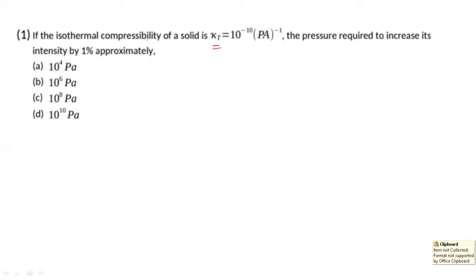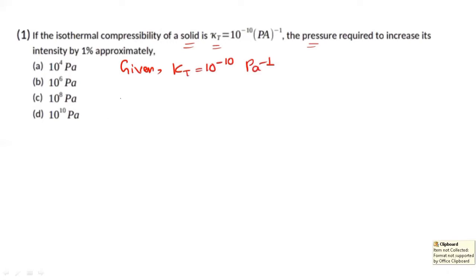So we are given here that the isothermal compressibility of the solid, denoted by kappa T, is equal to 10 to the power minus 10. We have to find the pressure which is required to increase the density of this solid by 1%. Okay, so first of all, what we will write here? Given: kappa T is equal to 10 to the power minus 10 Pascal inverse, right?